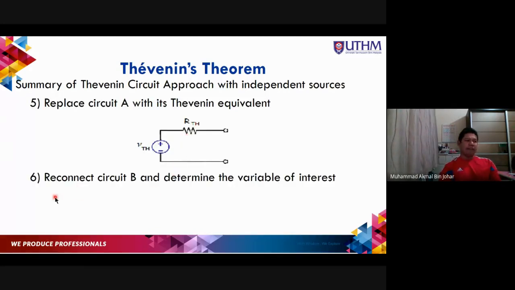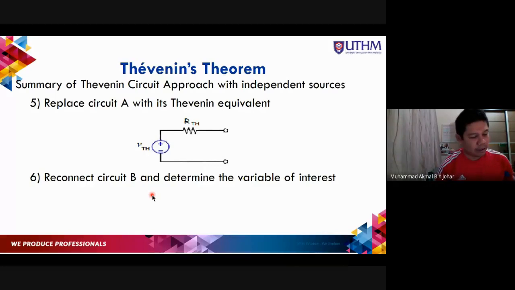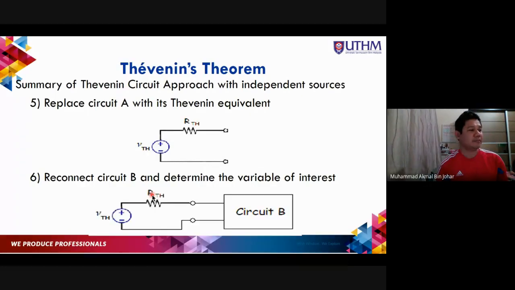Okay. And finally, we reconnect circuit B and determine the variable of interest, whatever the question requested. Okay, so we put circuit B back to the port AB.